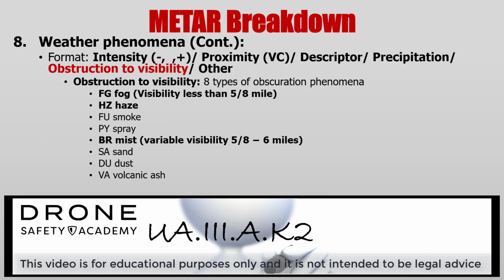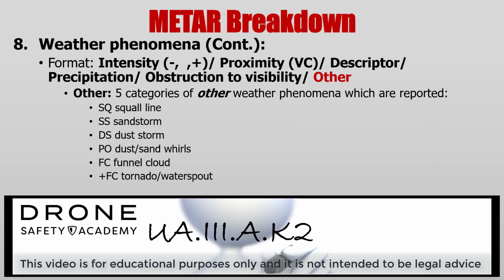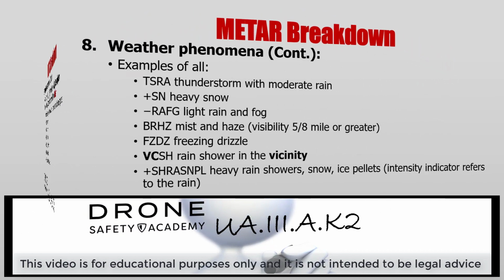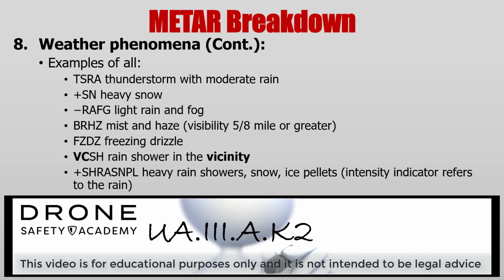There are 8 types of obstruction to visibility. The ones that you need to remember are FG for fog, that's visibility of less than 5/8 of a mile, or 1 kilometer. HZ for haze, BR for mist, and this is variable visibility from 5/8 of a mile to 6 miles. And for the other category, there are 5 types of other weather phenomenon which are reported here. SQ for squall line, SS for sandstorm, and so forth. And here are some examples that you should read through.